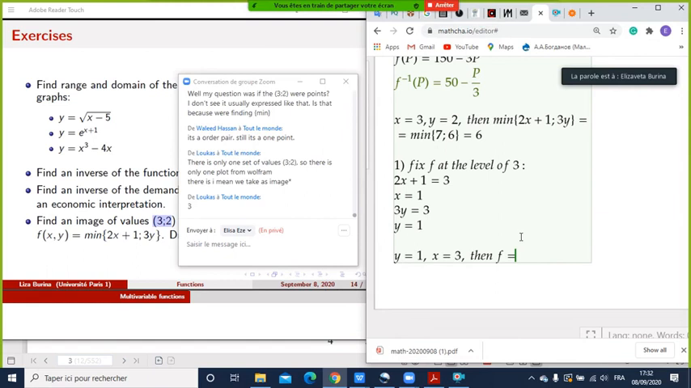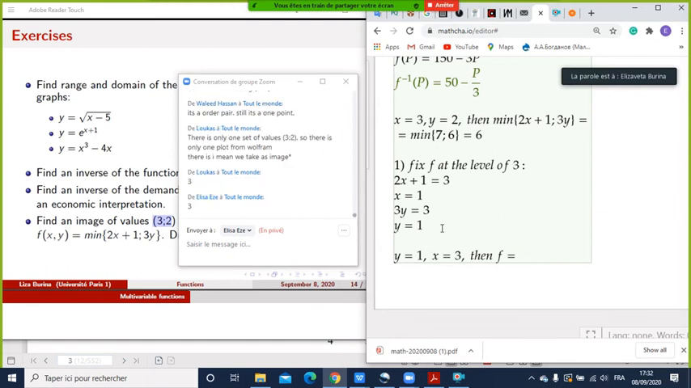3. It will still be 3. Why? Because y is equal to 1, and we have to choose the minimum of 3. And here what we'll have is 7 again. So that means I can move x as much as I want, but given y is equal to 1, the level of f will always be equal to 3.